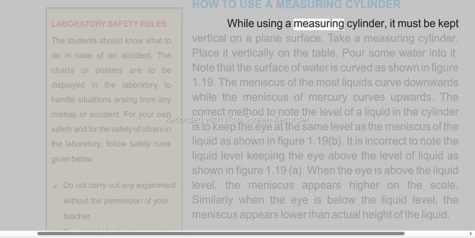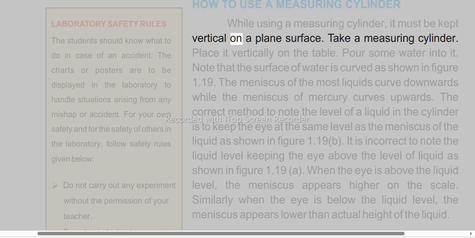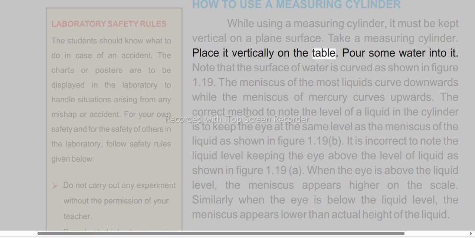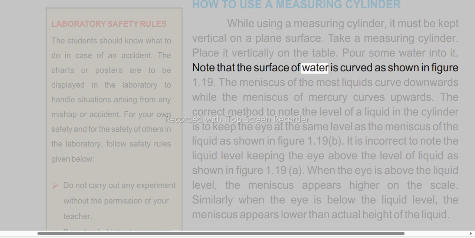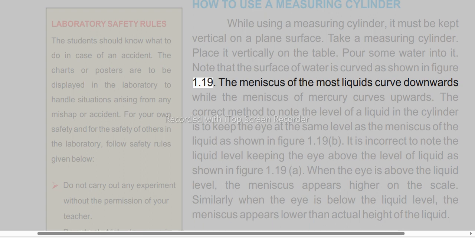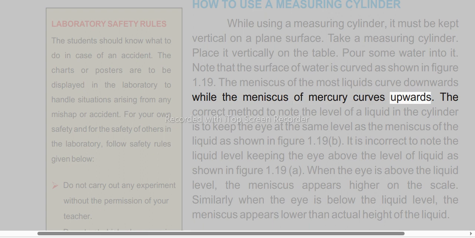While using a measuring cylinder, it must be kept vertical on a plane surface. Take a measuring cylinder. Place it vertically on the table. Pour some water into it. Note that the surface of water is curved as shown in Figure 1.19. The meniscus of most liquids curves downwards while the meniscus of mercury curves upwards.